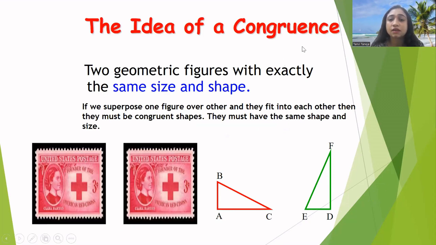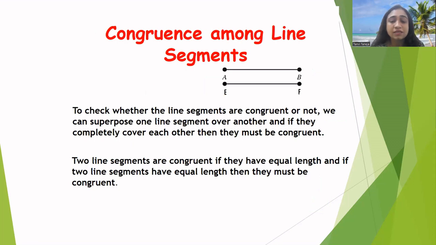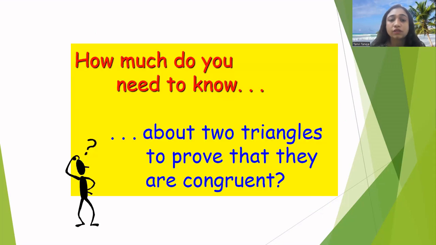So this is a wonderful idea of congruence. I'm repeating, two figures which have exactly the same size and same shape, we can say the two figures are congruent. They should superimpose each other. Then they are said to be congruent. As I discussed in my introduction, we can say two lines are congruent when they have exactly equal length.